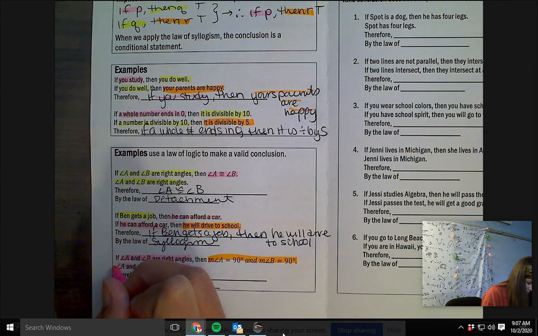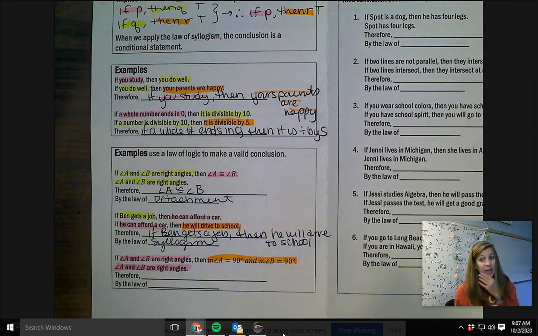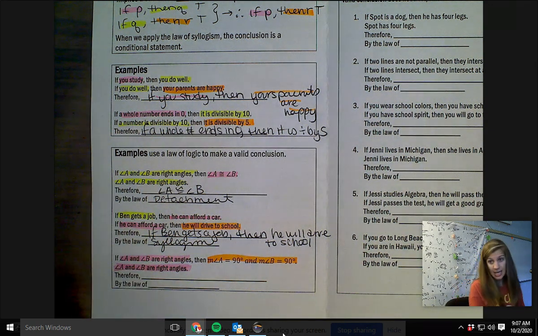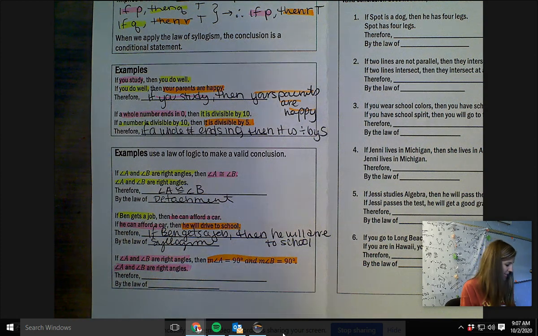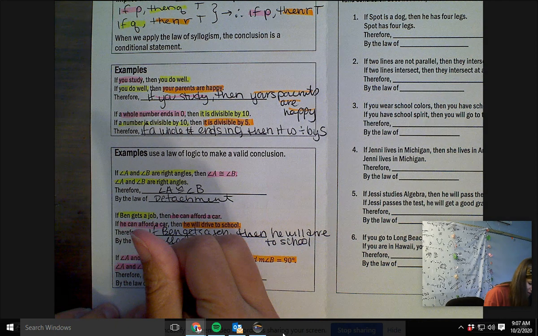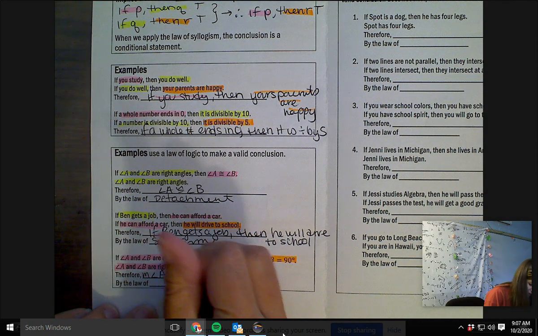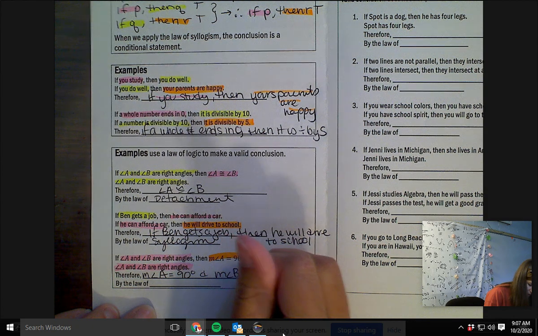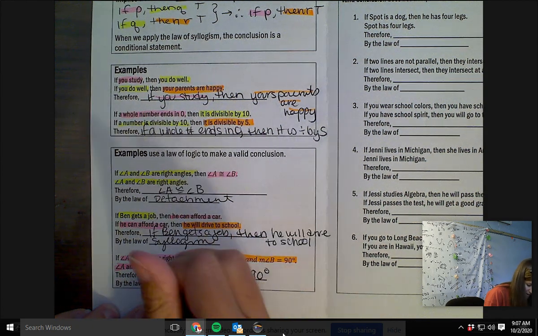And again, I don't have two conditional statements here, so it can't be the law of syllogism. It might be detachment. And detachment has to repeat the hypothesis. And we did. So therefore, we can conclude the conclusion that the measure of angle A will be 90 degrees and the measure of angle B will be 90 degrees. And that is detachment.